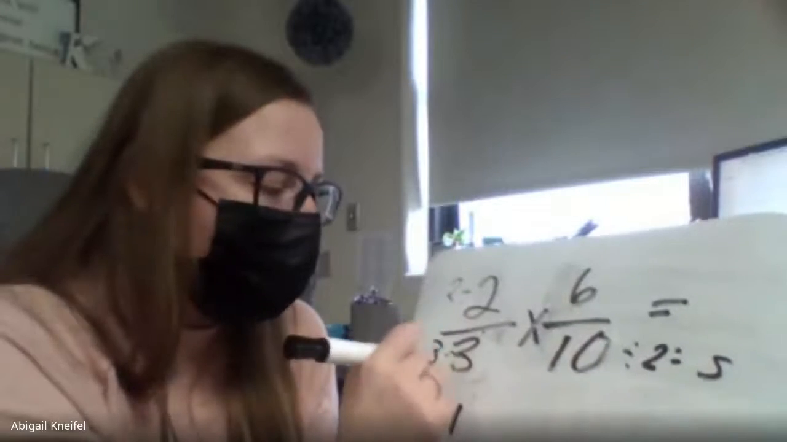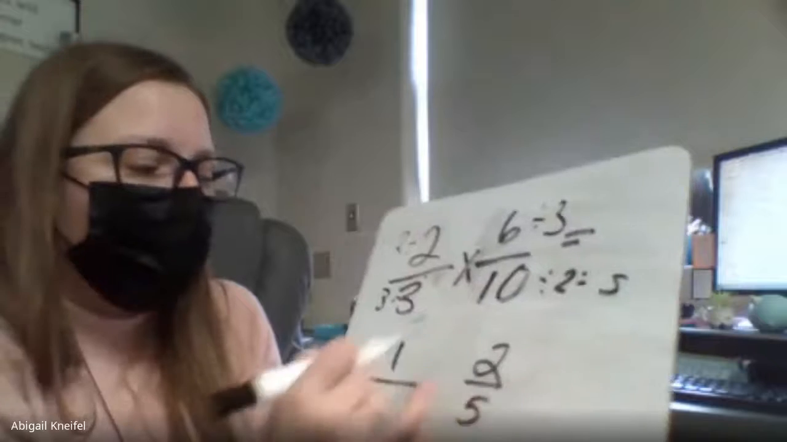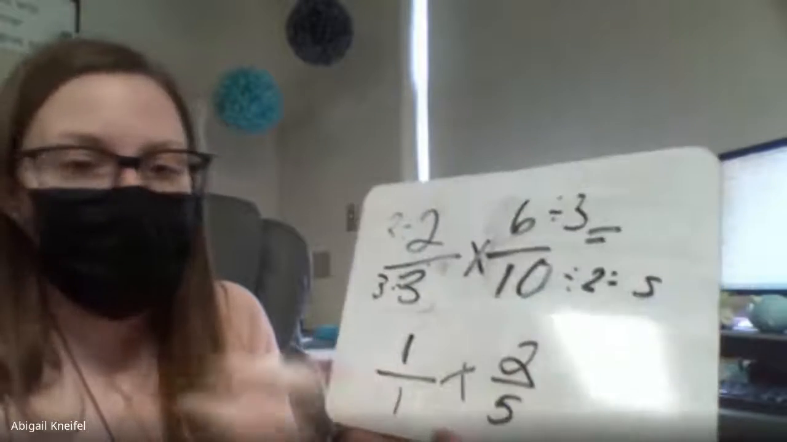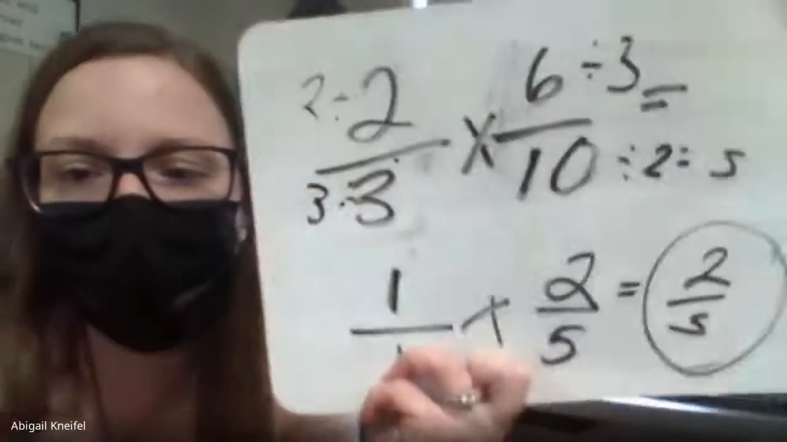Now 6 and 3, well, Mrs. Kneifel knows her multiplication facts, so I know 3 can go into itself and 3 can go into 6. So 6 becomes a 2 and 3 becomes a 1. Now we have 1 over 1 times 2/5, which equals 2/5. Final answer, 2/5. Let me see your boards.